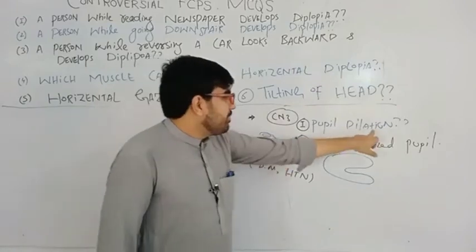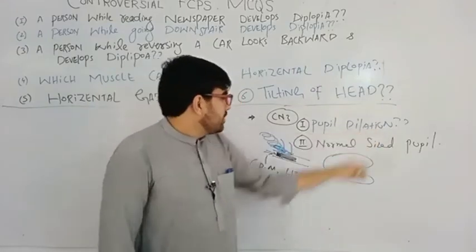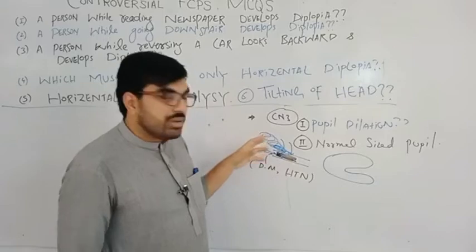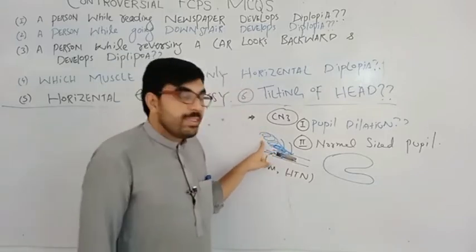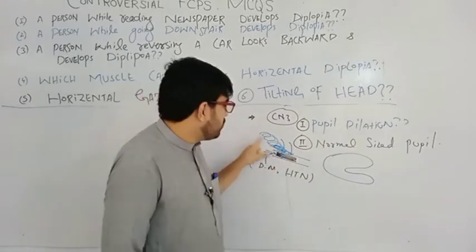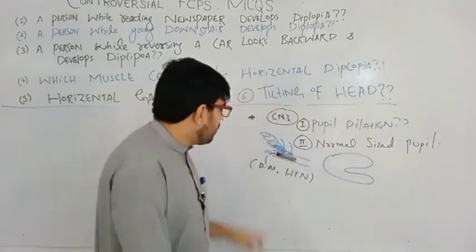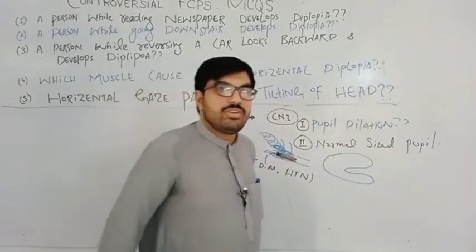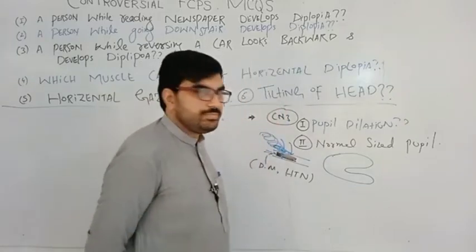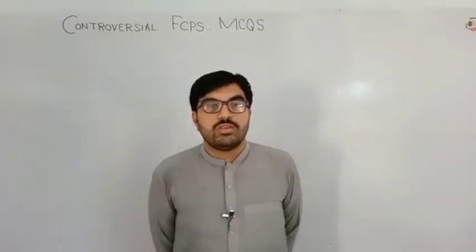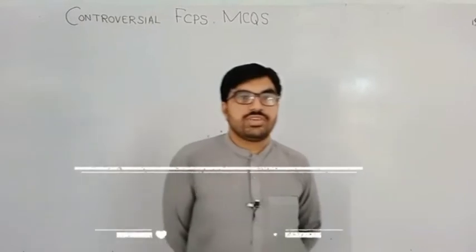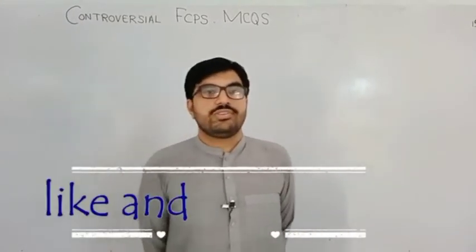Whether a person has pupil dilatation, think of something inside the brain that impinges from the outside to the inside. If the patient has a normal size pupil but the eye looks outward and downward, you have a classic example of diabetes mellitus and hypertension. So I think we have covered all the MCQs based on the extraocular muscles.